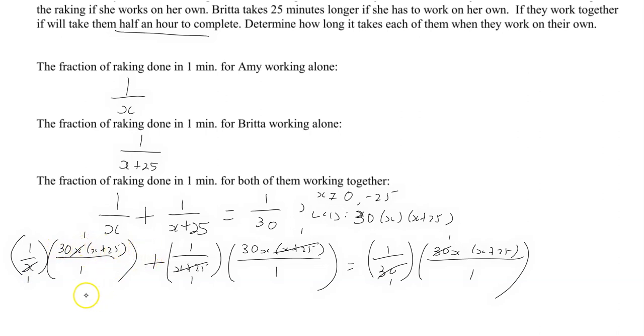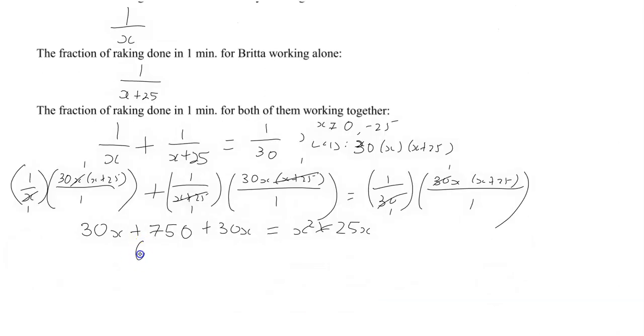So here, 30x plus 750 plus 30x is equal to x squared plus 25x. Okay, so 60x plus 750 equals x squared plus 25x. x squared, let's move that over, minus 35x, move that over, minus 750. So really what I have now is 0 equals, but we'll just write that as equals 0.